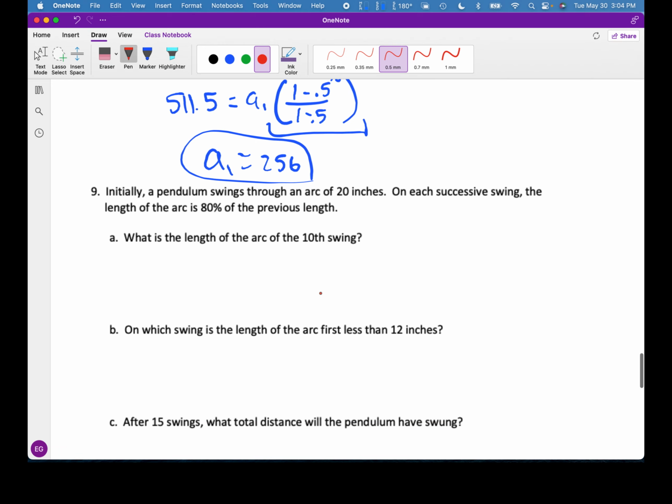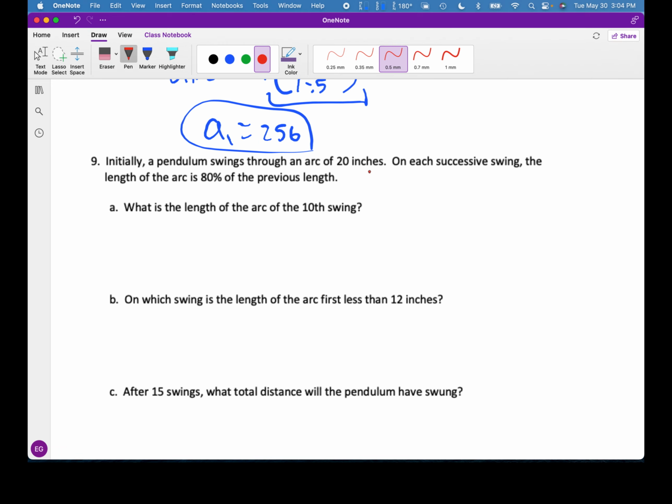All right, our pendulum. So our rule for this guy is going to be 20 is the first swing, and then we're doing 0.8 every other swing after that. So if we want to figure out what the length of the arc is on the 10th swing, we're just going to do a10 and do 20 times 0.8 to the 10 minus 1. I'll leave that for you to do on your own.